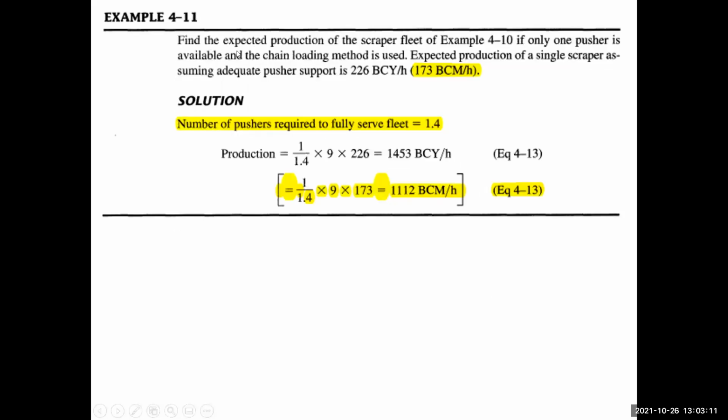Example 4-11. Find the expected production of the scraper fleet of Example 4-10 if only one pusher is available and the chain loading method is used. The expected production of a single scraper, assuming adequate pusher support, is 173 bank cubic meters per hour. The number of pushers required to fully serve the fleet is equal to 1.4. So in this case, we can calculate the production as 9 times 173, where 9 is the number of scrapers, divided by 1.4. We get a capacity of about 1,112 bank cubic meters for those 9 scrapers in the line.